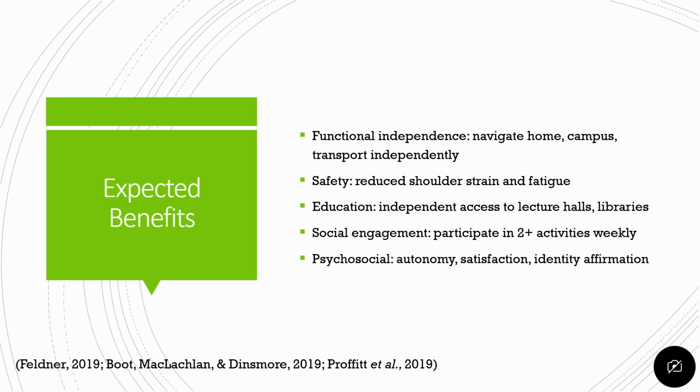His participation in education would improve significantly, providing him independent access to the campus and allowing full engagement without barriers. Social engagement is also expected to increase by removing mobility constraints. He can participate in community activities each week, fostering inclusion and friendship. Finally, psychosocial outcomes will reflect enhanced autonomy, personal satisfaction, and identity, as it's not just functional but also socially acceptable, supporting confidence, self-expression, and overall well-being.